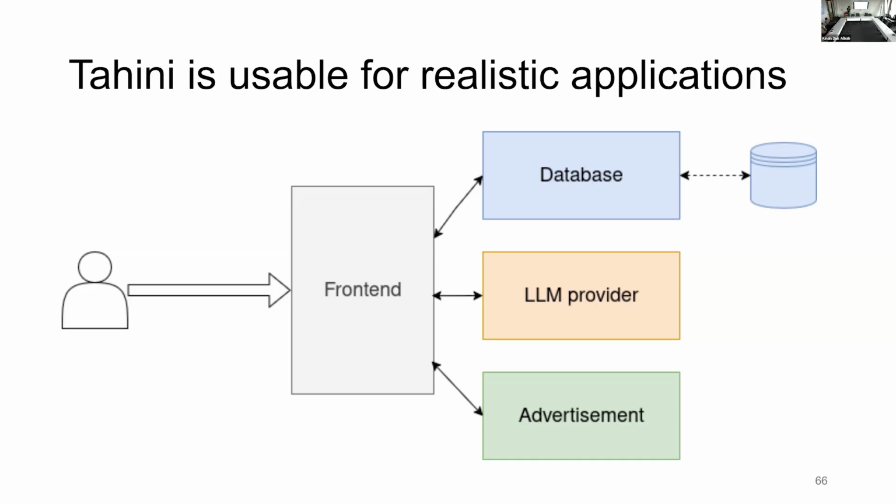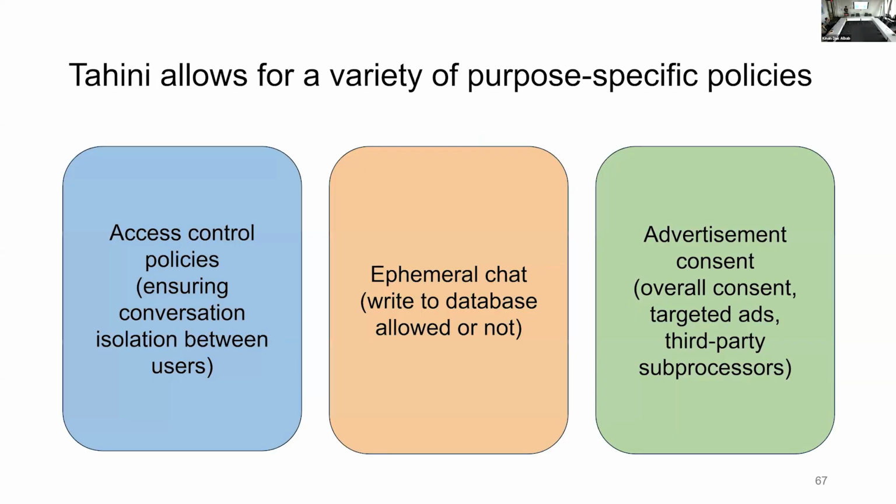So let us try to engineer what policies could look like in that specific application. There are three grand sets of policies. There's the access control policy that ensures that whenever you pull data from the database, or store data in the database, this is properly stored for the user. Then there's simply an on-off switch that allows you to have ephemeral conversations, which ensures the data is not stored in the database altogether. And then there are some advertisement policies, such as: do you agree to ads? Do you agree to targeted ads? What processors do you allow for the ads?